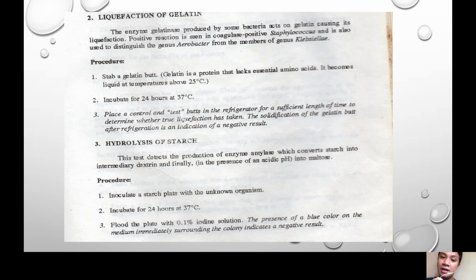Then after that, you add your indicator in the form of your 0.1% iodine solution. A negative result will be identified by a yellow color surrounding the colony.